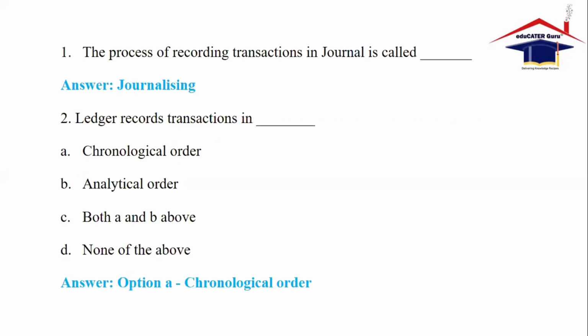Next, let's go to chapter 3, recording of transactions. The process of recording transactions in journal is called journalizing. It is as simple as that. Ledger records transactions in option A chronological order, B analytical order, C both A and B above, D none of the above. The answer is chronological order. Date wise, the transactions are recorded in the ledger, journal and all.